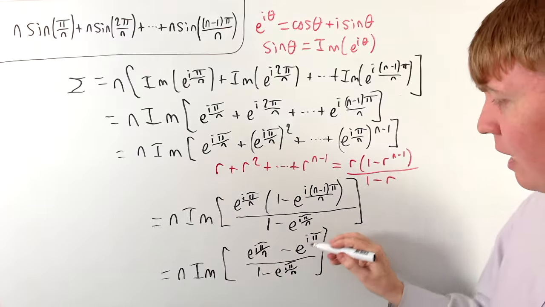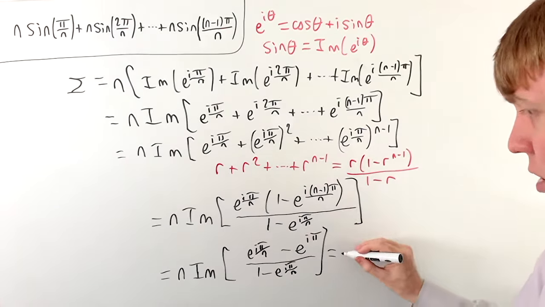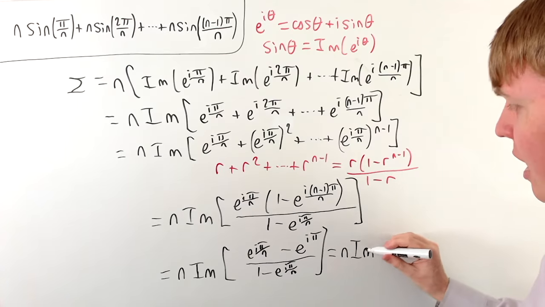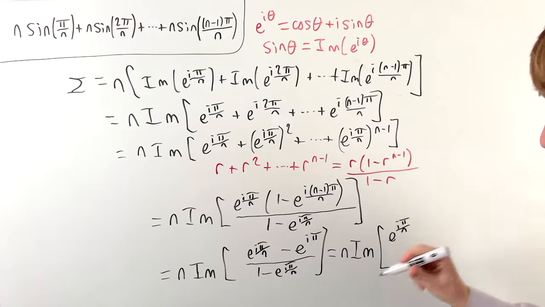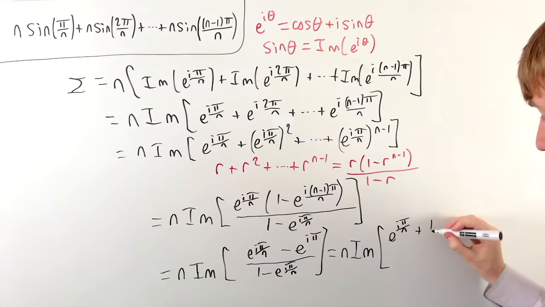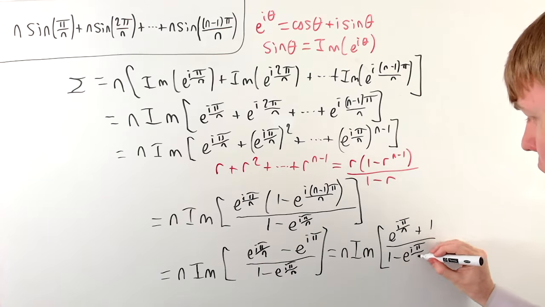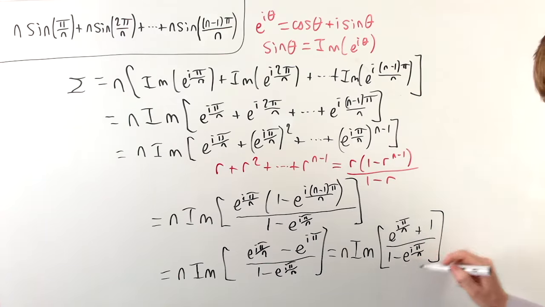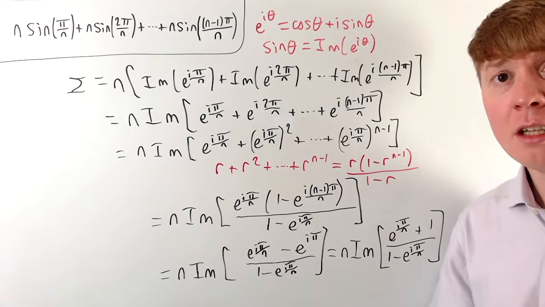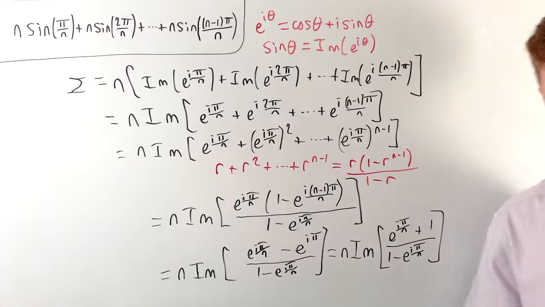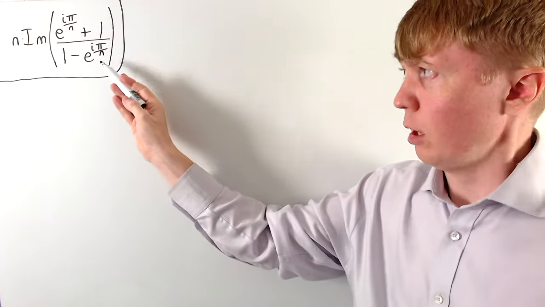But we know e to the I pi, without any n there, is just equivalent to minus 1, so we can actually simplify this now to n times the imaginary part of e to the I pi over n minus negative 1, so plus 1 over 1 minus e to the I pi over n like this, where we take the imaginary part of this and then multiply by n to get the total length of all of our edges and diagonals.